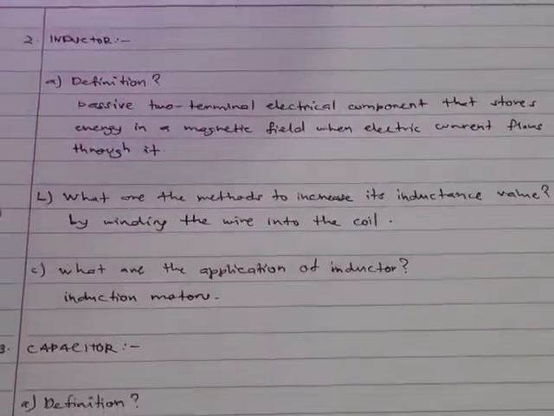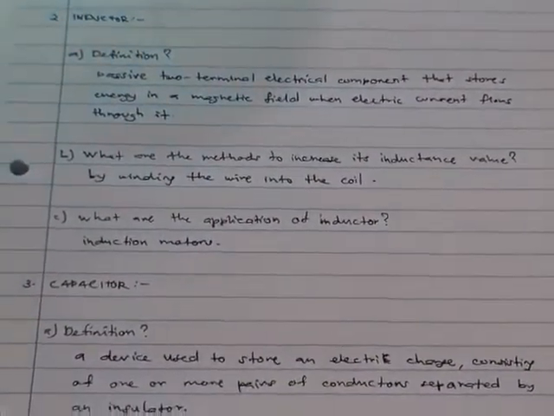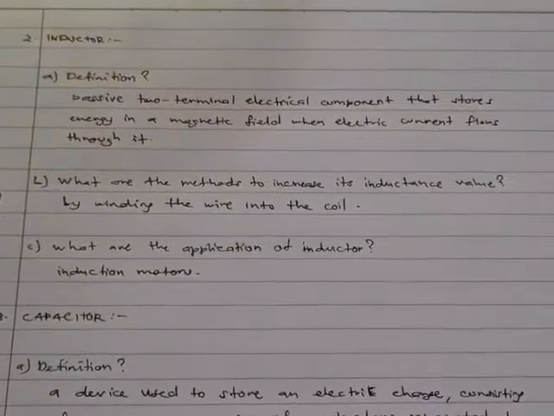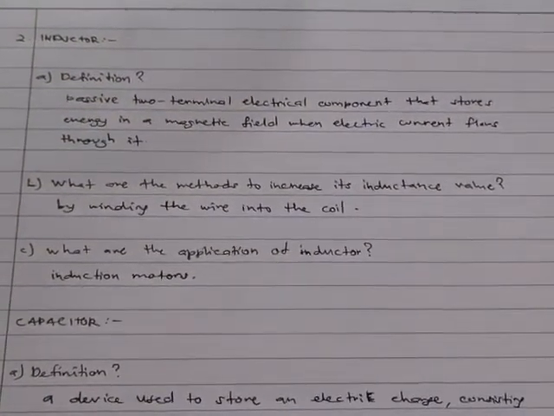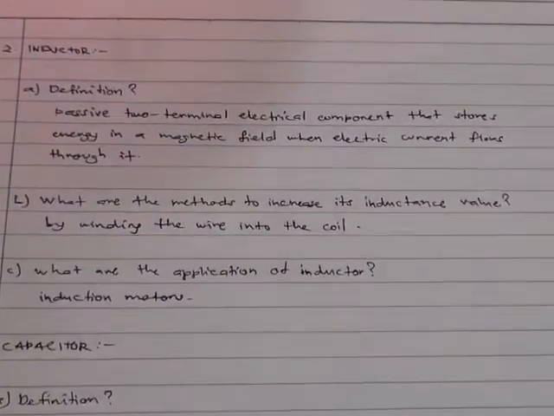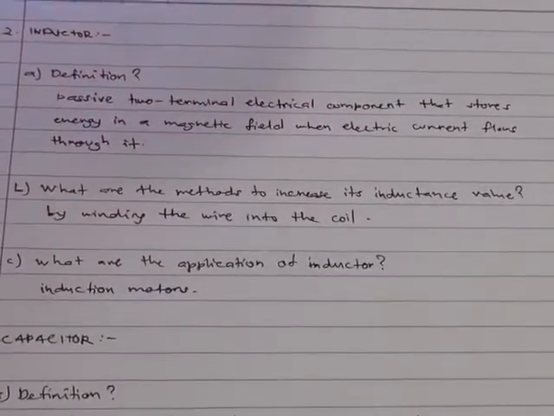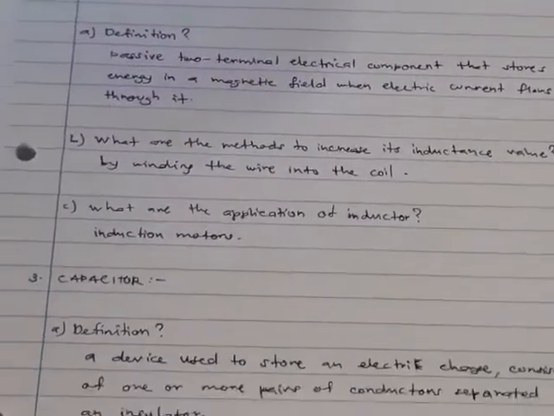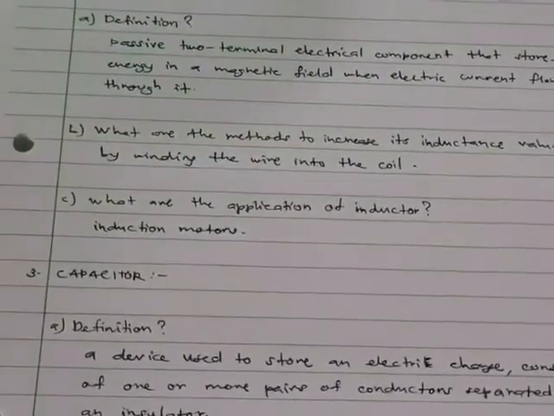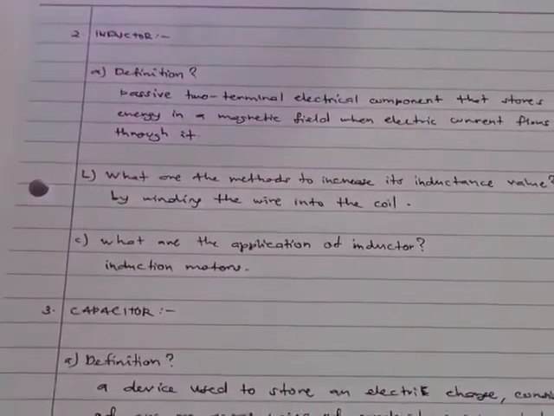Okay, the next question is, what are the methods to increase its capacitance value? We can increase the capacitance value by changing it with a larger plate. Also, we can increase the surface area, reduce the separation between the plates, and use a dielectric material between the plates which has higher dielectric breakdown strength. Okay, what are the applications of capacitors? As we know, capacitors are used in a wide range of industries. So that's all for me.